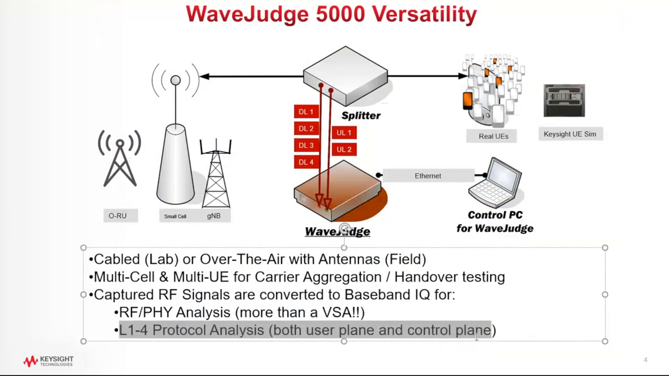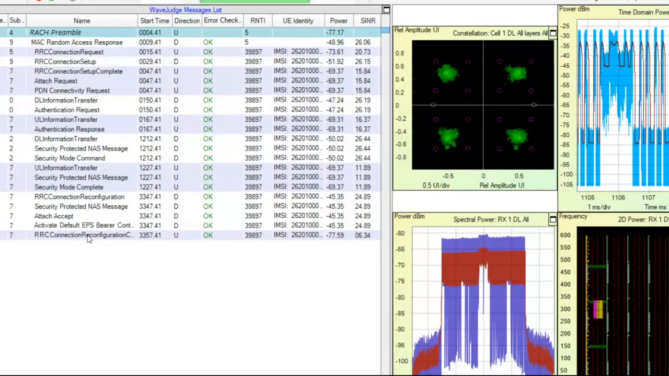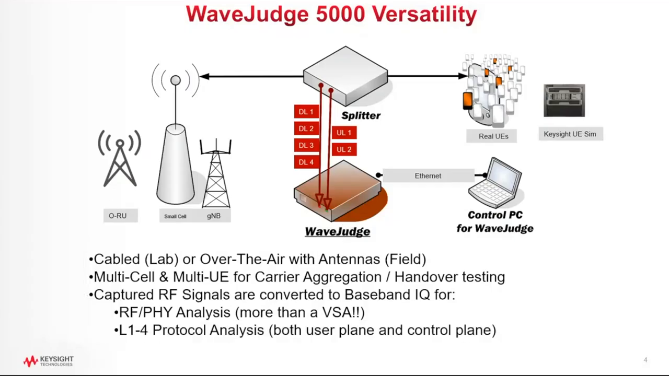The second type of analysis, which is different than the first one, it's very distinct and unique, is protocol analysis. It will give you layer 1 through 4 protocol analysis for both the user plane and the control plane. So here in the middle of my window, you can see the protocol decoding for all those protocol layers, and again, I'll talk about that very shortly. So that is a very high level, what does the WaveJudge do, and what kind of versatility does it have, in order to test the base stations. We operate with any type of base station, we operate with any type of UE, and we give an awful lot of analysis for that.